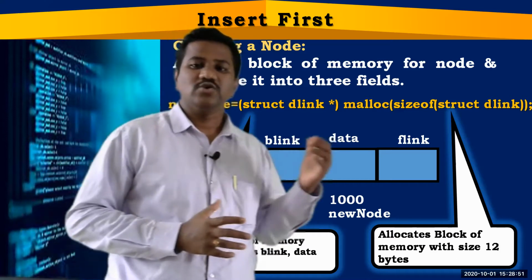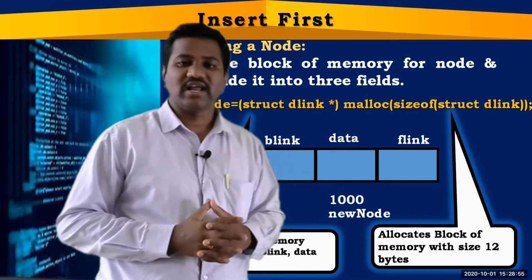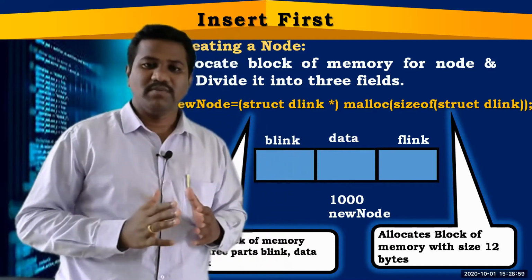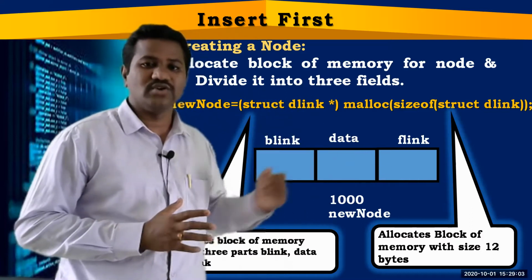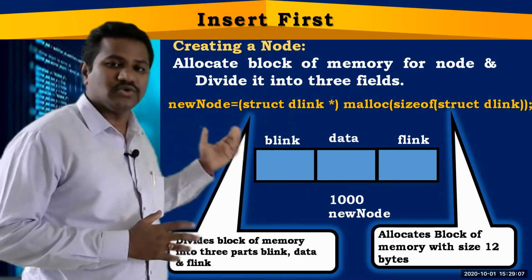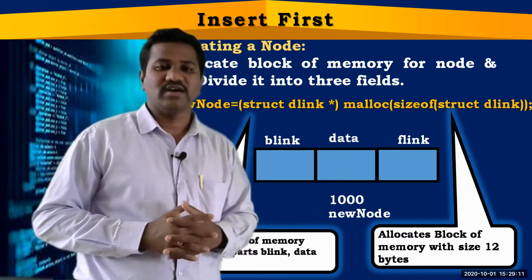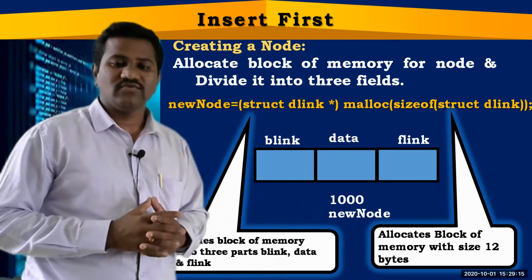So total memory required for this dlink is 12 bytes. So malloc of sizeof gives 12. Malloc of 12 means it allocates 12 bytes of memory, and that has been divided into three blocks: B-link, data, and then F-link. As per this instruction, it is going to divide that into three blocks. And the address is going to be stored in new node. The address of the node is going to be 1000, and that 1000 address is stored in new node. So this is how we are going to allocate a block of memory.